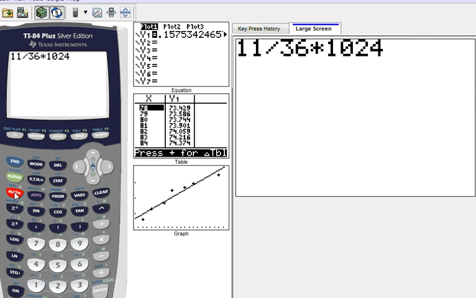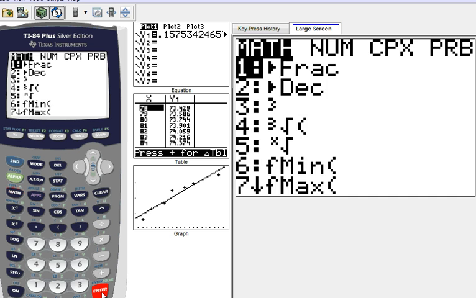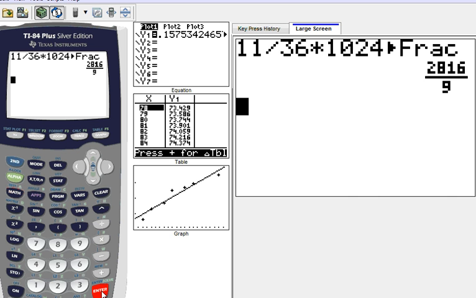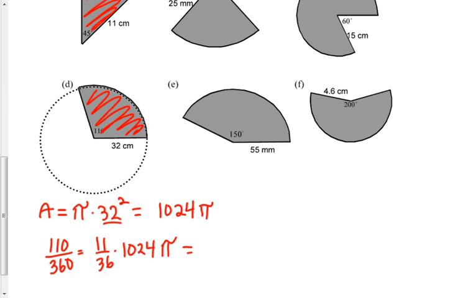And the way I can do that is go to math, and number 1 is fraction. And if I enter with that, I will get the fraction as a common fraction, so lowest terms, 2,816 ninths. And then that is times pi. So in terms of pi, if I'm going to leave it exact, that's my answer.